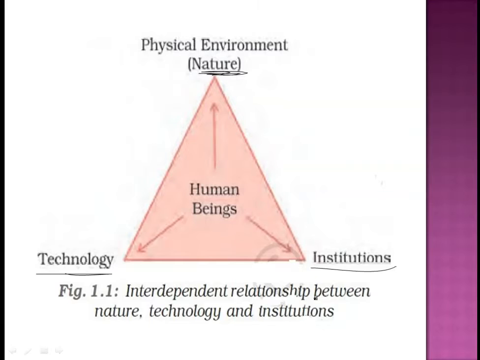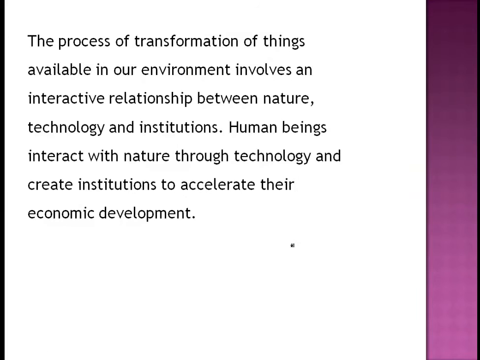Please draw this diagram into your notebook and remember the interdependent relationship between the human being, right? Human being, then how human being is interacting with nature, this arrow is talking about. Then this arrow, with the help of technology and establishing the institution, we can speak about organization, firm, company or anything. Next, the explanation for that part.